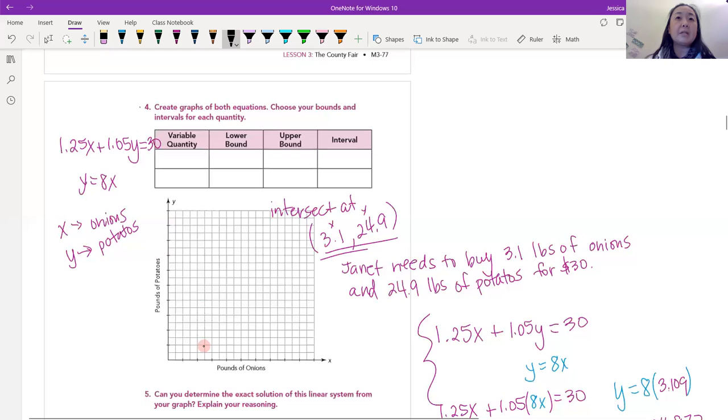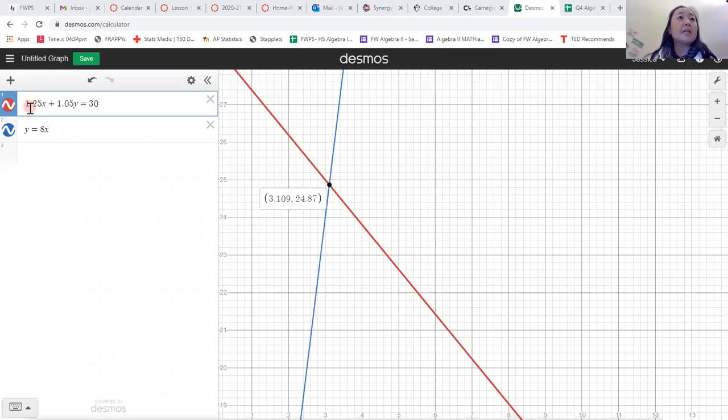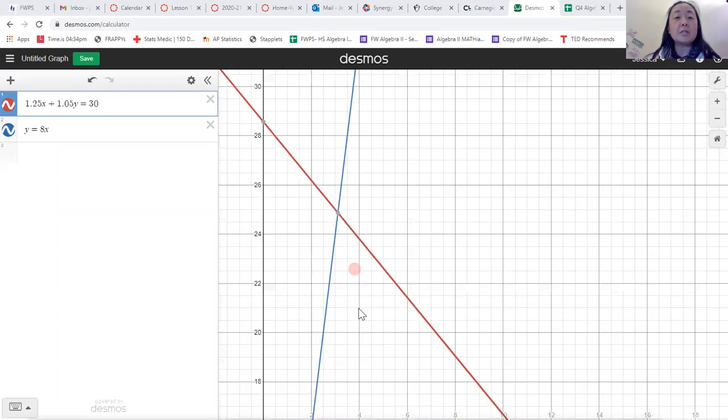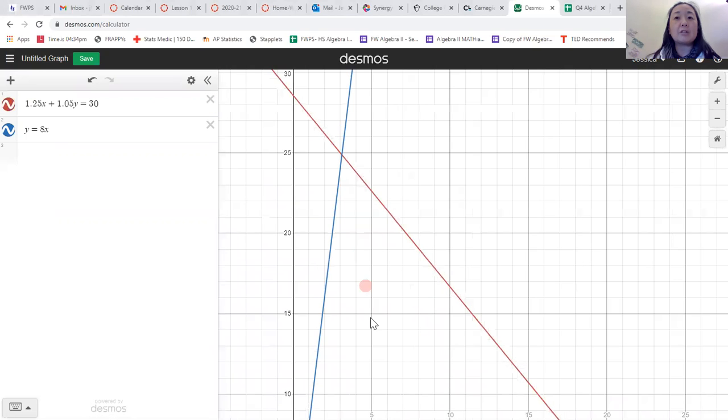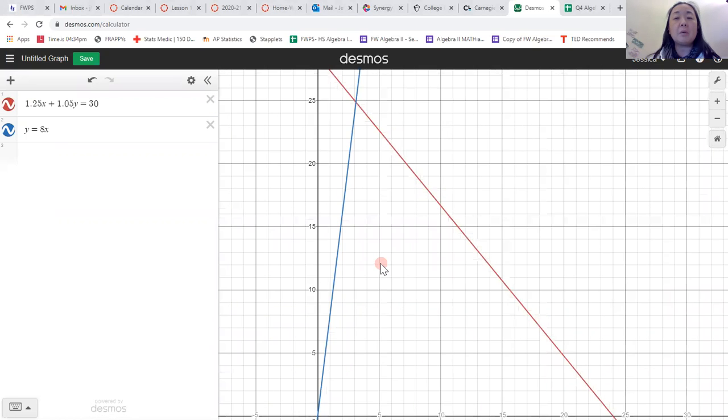We're going to go on down here. We graphed this on, what is it called? On Desmos. Let me pull that up right here. All right, so let's see here. Here is Desmos. If you look right here, 1.25x plus 1.05y is equal to 30. Just plug them right in. If you notice our intersection, this is what it looks like. I did not actually graph this on paper because I kind of didn't want to do that.